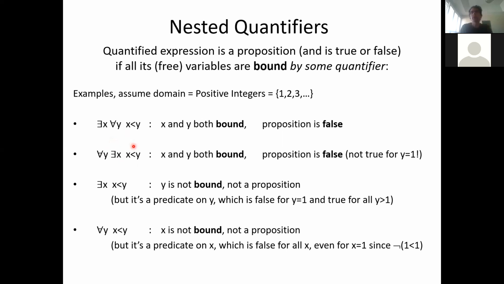Yeah, y equal 1. Yes, right. So for y equal 1, there is no x that is smaller than 1. Yes, this predicate is false for y equal 1, and that's the only one. For all others, this is true. There exists an element smaller, right?